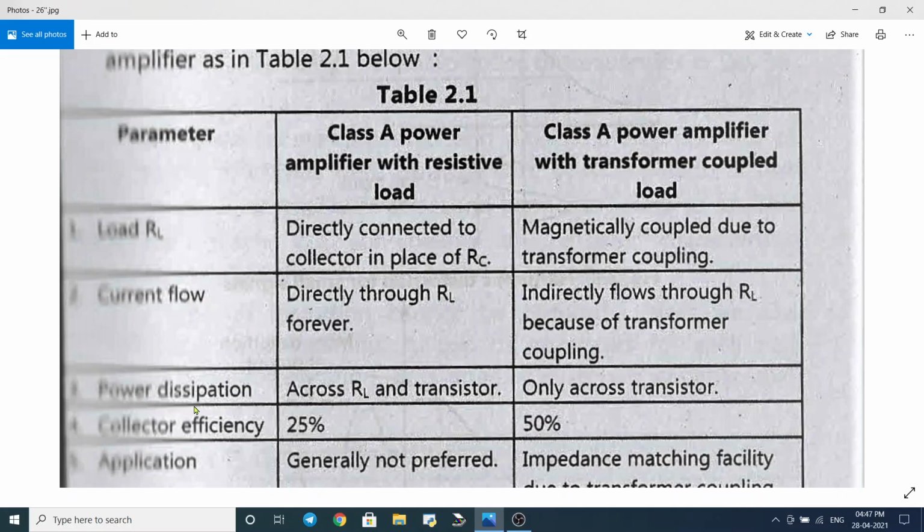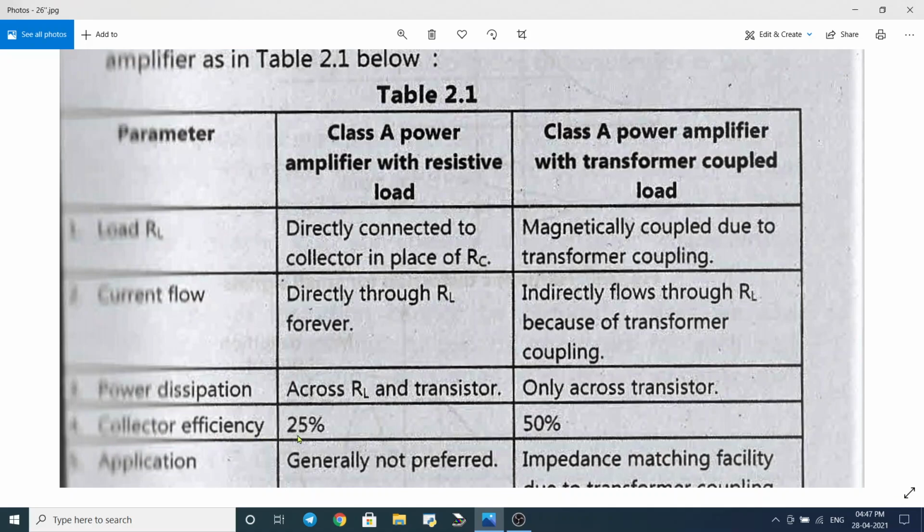The third parameter is power dissipation. Power dissipation is across RL and transistor in case of the resistive load, whereas the power dissipation is only across the transistor in case of transformer coupling, because transformer coupling provides excellent impedance matching. There is no physical contact between the load and the primary or DC source.